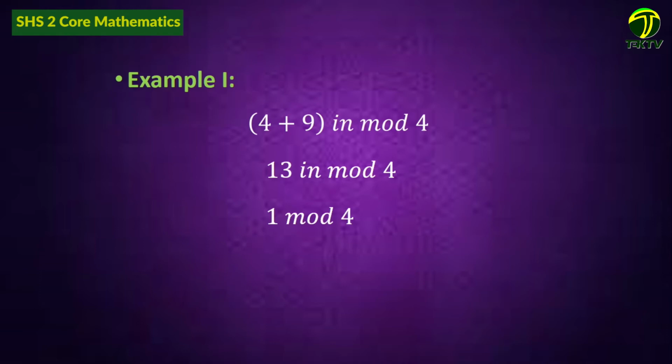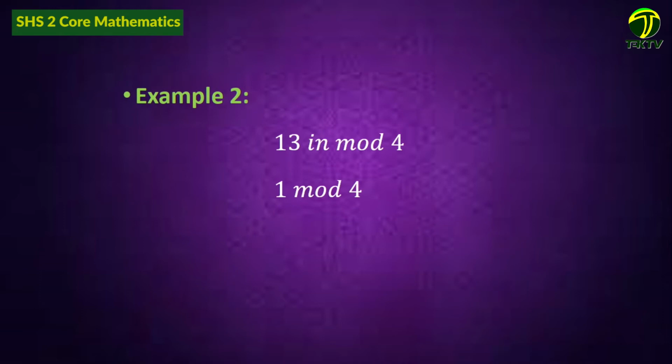4 goes into 13 how many times? Remember, 4 goes into 13, 3 times. 4 times 3 is 12. Remaining 1. So in this case, 13 in mod 4 is 1. So 4 plus 9 in mod 4, the answer is what? 1. We look at the next one.